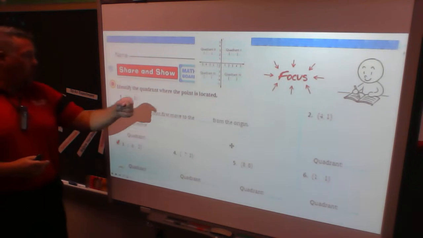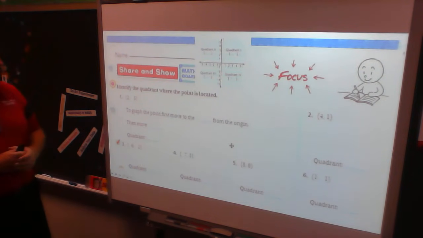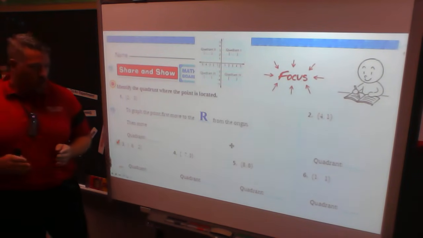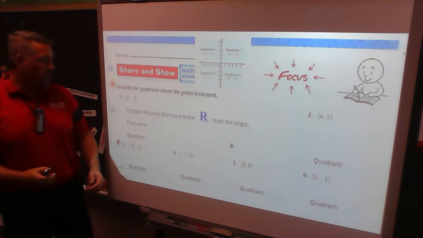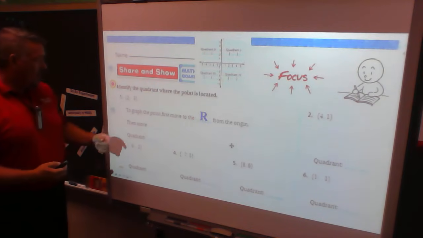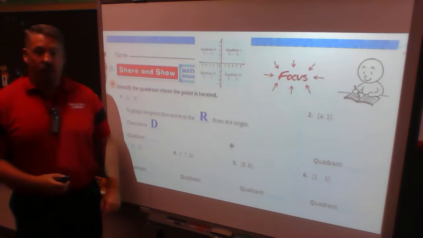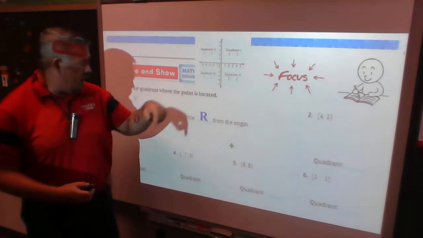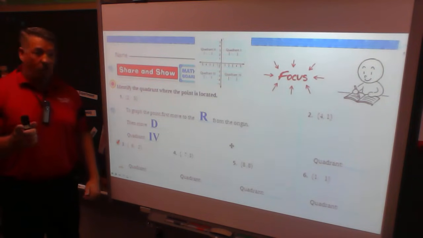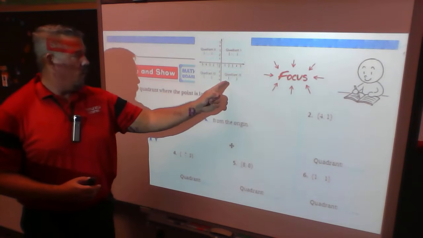Identify the quadrant where the point is located. And they tell you that I have a 2, negative 5. So to graph the point, first I have to move to the right, because it's positive, from my point of origin. And then what do I have to do? Well, then I have to move down because my second number is a negative 5. So if I go right and down, then I know my quadrant is going to be quadrant 4. I could have also looked at it as, well, it's a positive negative, and my quadrant 4 is always positive negative.